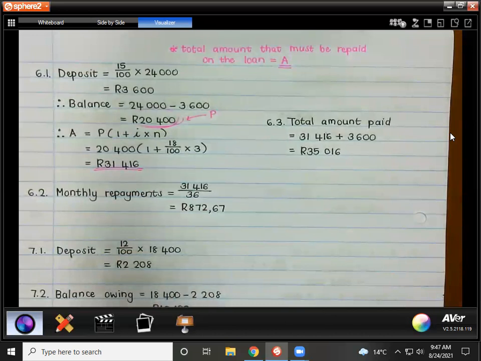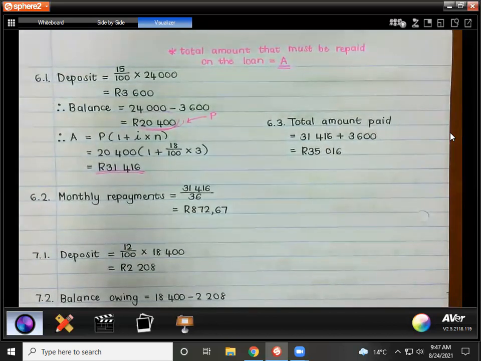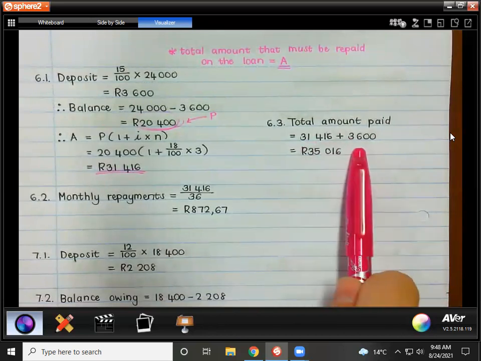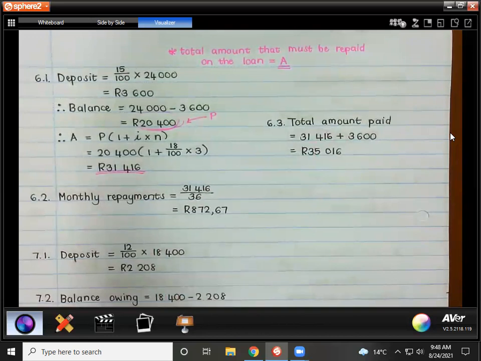So they just said on the loan, because if they just said calculate the total amount repaid, then it would have included the deposit. So when they say on the loan, that is not including the deposit because you've already paid that. So you're not borrowing that amount as well. Okay, so if they just say total amount repaid, it's A plus the deposit. But because they said repaid on the loan, that's just A.